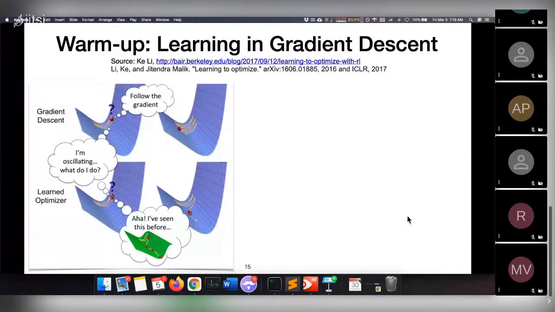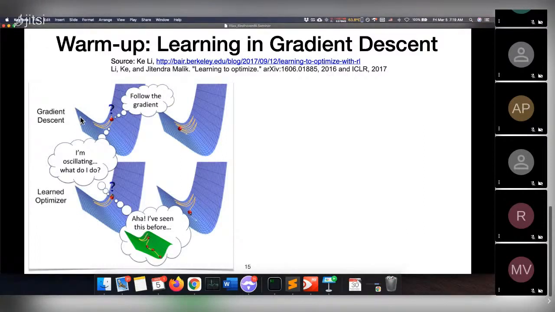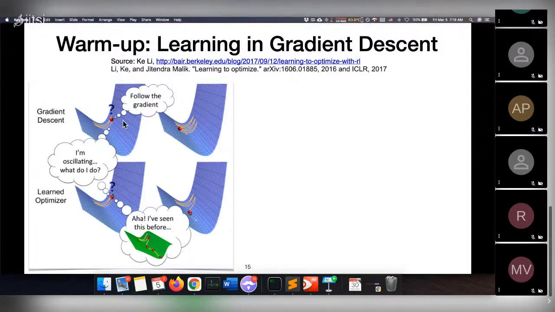Okay, so towards more of what we're going to talk about today, I thought we can warm up by thinking about learning within gradient descent rather than within combinatorial optimization, first within continuous optimization. This is a very nice illustration from Khalil, at the time at Berkeley, who wrote this paper with Jitendra Malik on learning to optimize in the case of neural networks or continuous optimization a few years ago. The story goes like this. You're optimizing some function with gradient descent. The ball is where your iterate currently is, and we can all clearly see there's an optimal solution somewhere here, but following the gradient leads to some kind of oscillation, right?